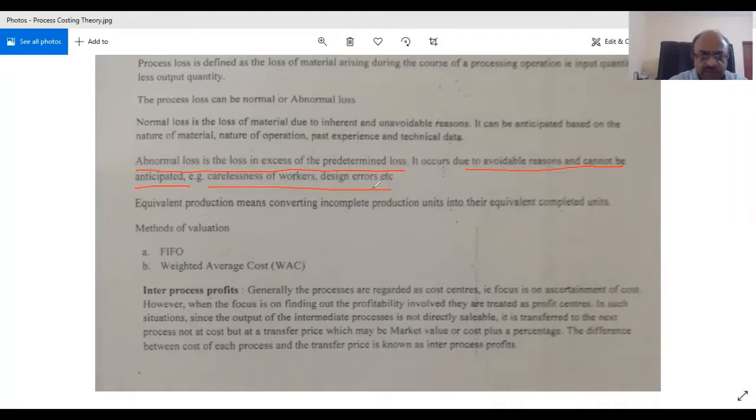Up to this we will read now, because the next part, which is equivalent production, is a separate thing, which we know. But we'll cover it for the purpose of theory. So equivalent production means converting incomplete production units into equivalent units.